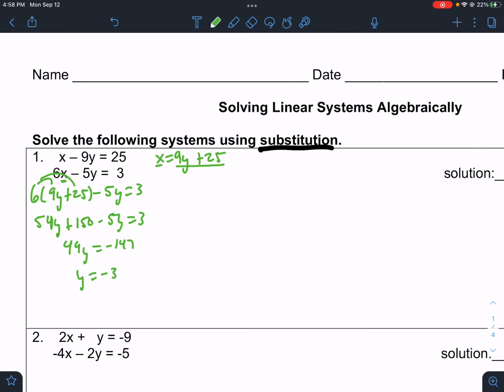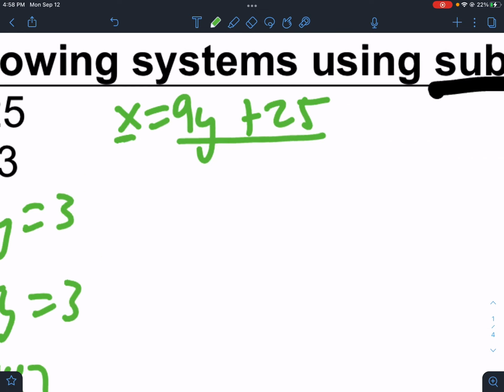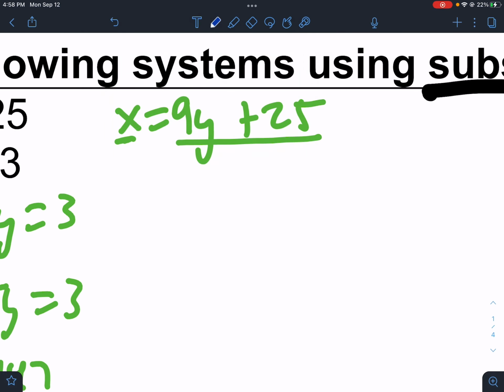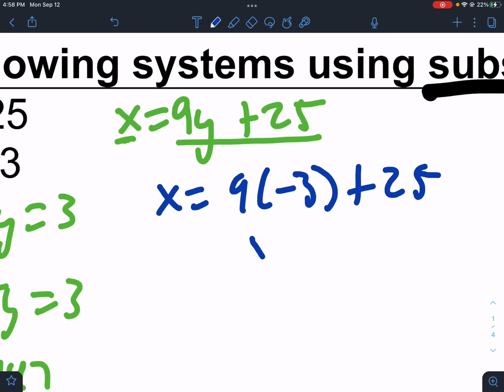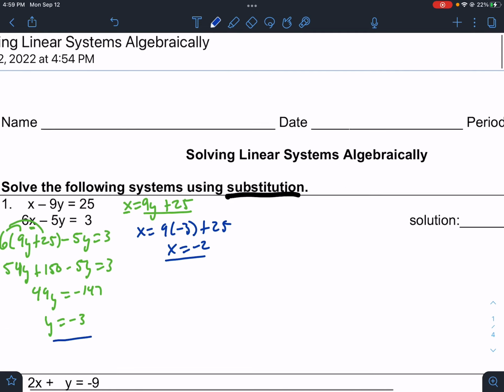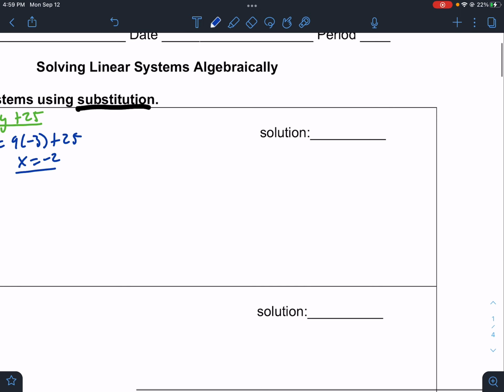Now what I can do with that is plug in the negative 3. So x equals 9 times negative 3 plus 25, so x equals negative 2. And so negative 3 and negative 2 would be my solutions. That's the coordinate. Negative 2 comma negative 3, or you could just leave it separate. Either way.